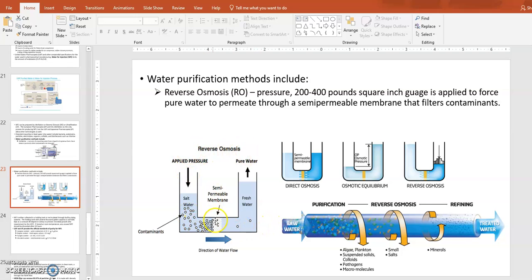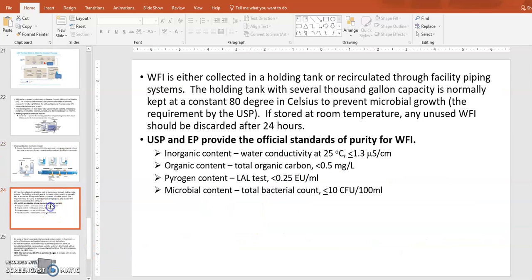Since there's a filter, maybe a very ultra filter, that can trap and remove contaminants, you will get a pure filtrate. So that's a filtration system for your water treatment. The UFI is collected in a holding tank, or it could be recirculated through a facility piping system.